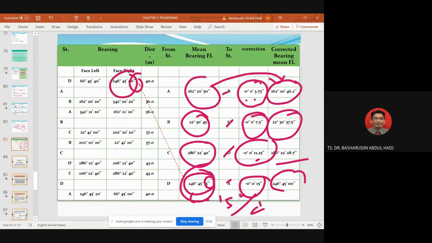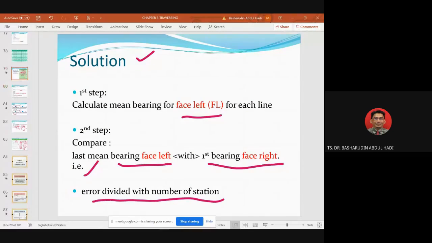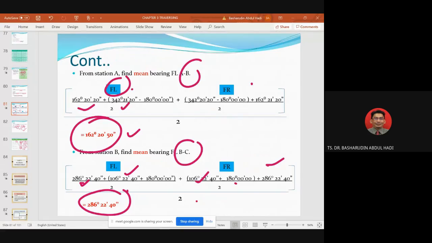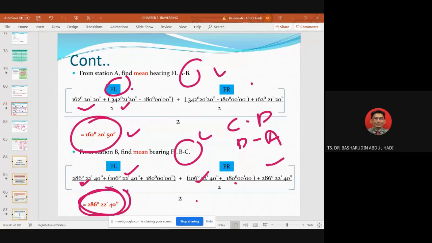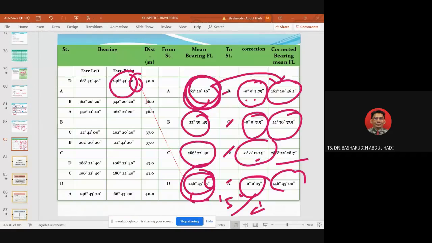Okay, my question is, why do you get this one? This value is from this calculation. You remember this calculation? I just show you two. Actually, it should be, the answer is for A to B, B to C, C to D, and D to A. So we have 4 lines because it comprises 4 stations. Okay, I think it's okay.